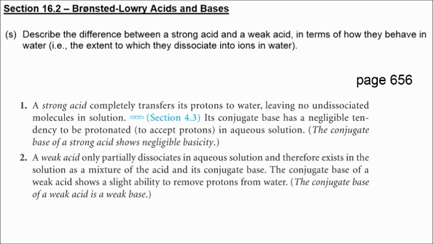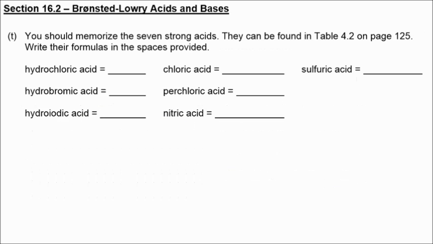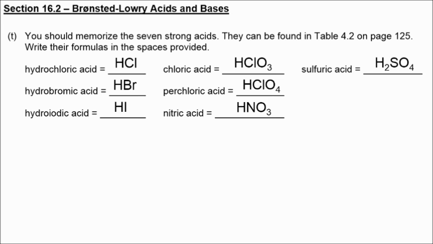A weak acid only partially dissociates in aqueous solution and therefore exists in the solution as a mixture of the acid and its conjugate base. Again, this information is on page 656. You should memorize the 7 strong acids that can be found on page 125, and they are hydrochloric, hydrobromic, hydroiodic, chloric, perchloric, nitric, and sulfuric. So these are the 7 strong acids.